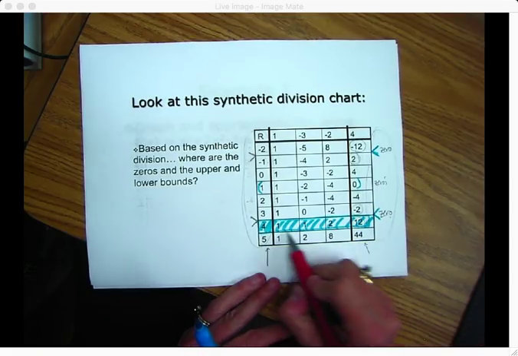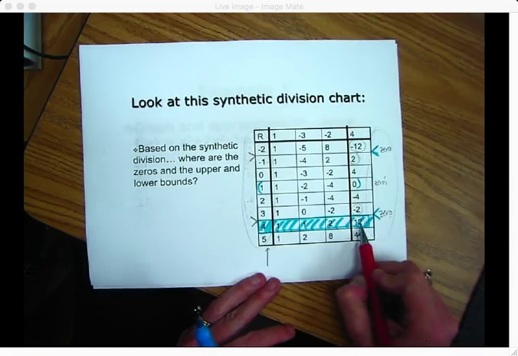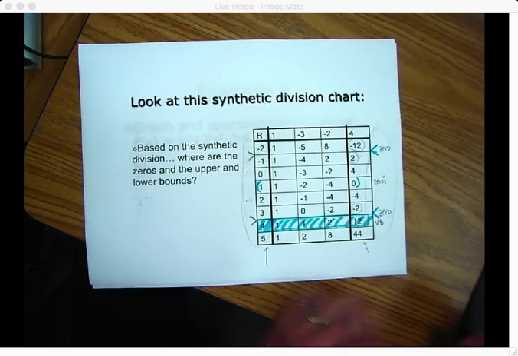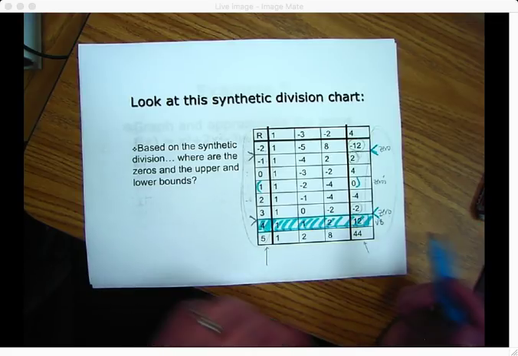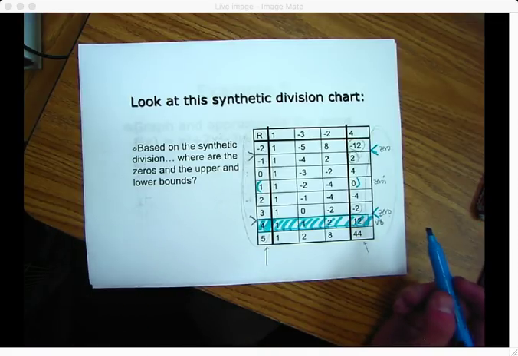Positive 4, positive 1, positive 1, positive 2, positive 12. This is considered the upper bound. You're not going to find any more zeros past there. All right, and lower bounds have alternating signs all the way across.